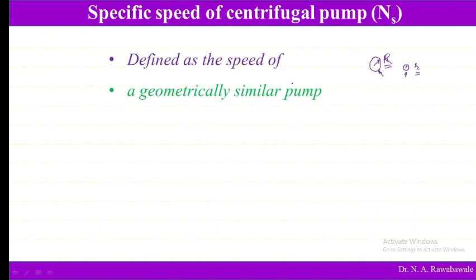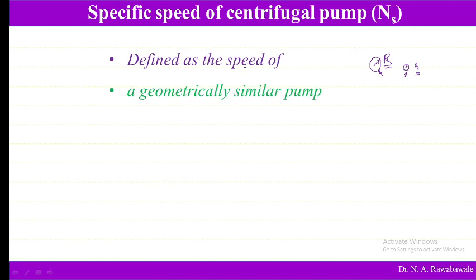In the case of geometrically similar objects, all the dimensions of one object are in proper ratio to the other. That means if there are two pumps which are geometrically similar, the dimensions are no doubt different, but they are of the same shape, not of the same size. Size is different, whereas shape is the same. Such objects are known as geometrically similar objects.